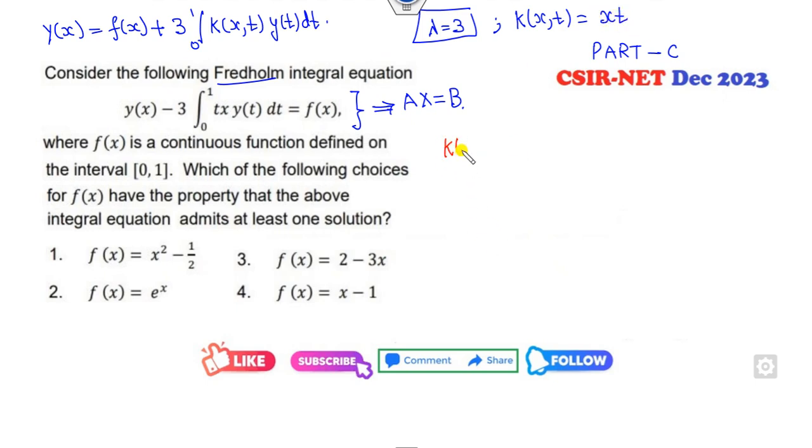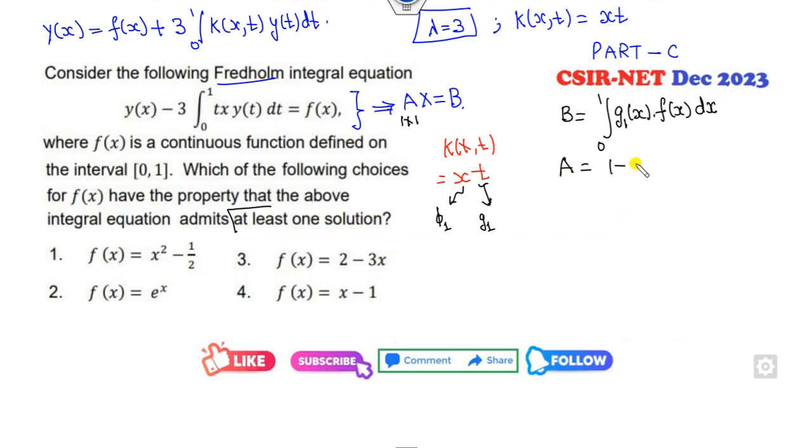So what is the size of A? This is my function of x. I call it phi 1. This is called g1. So this A will be 1 by 1. B will be, limits 0 to 1, g1 of x into f(x). Fine. What f(x) is, is not given to you. Now what is A? A is 1 minus lambda times alpha 1 1. Alpha 1 1 will be the integral from 0 to 1 of g1(x) and phi 1(x).